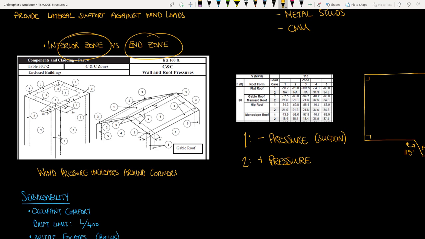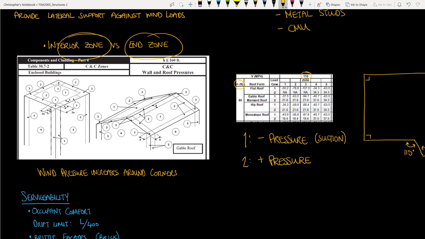And just to be clear with what this chart is telling us, here at the top we have our velocity in miles per hour, so in this case 110 miles per hour of wind speed. Here we have the height of the building. In this case we have a total height of 80 feet. Next we have the roof form, either flat roof, gable or mansard, hip roof or monoslope roof. Next we have this load case column, and all that this is here for is to separate the negative pressures or the suction from the positive pressures. We have load case 1 negative pressure, load case 2 positive pressure.